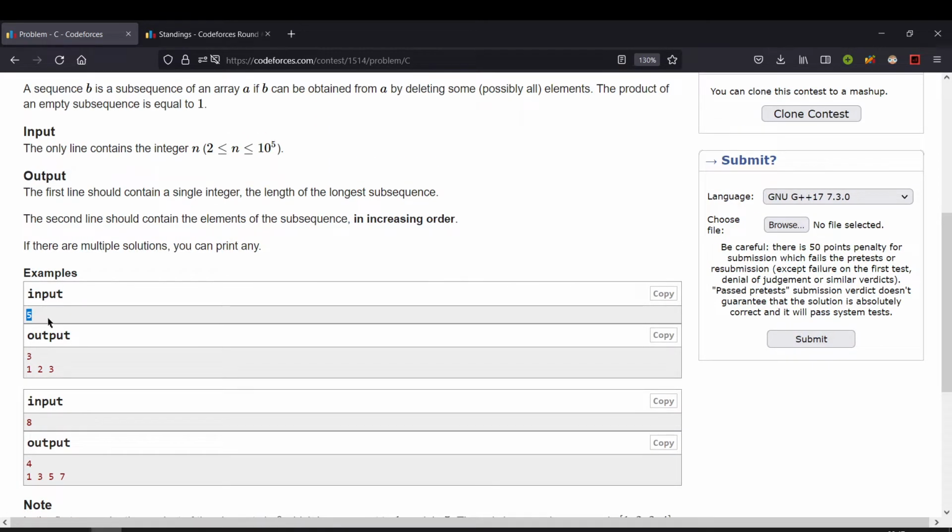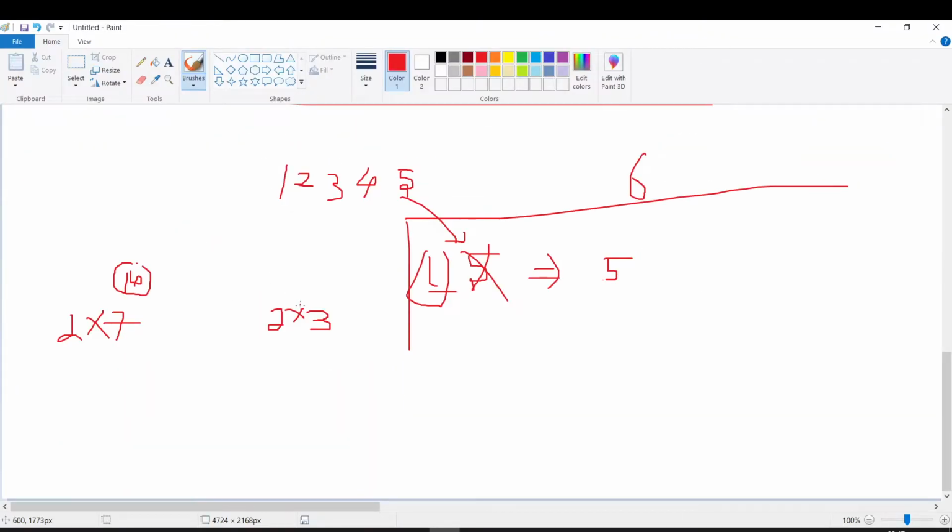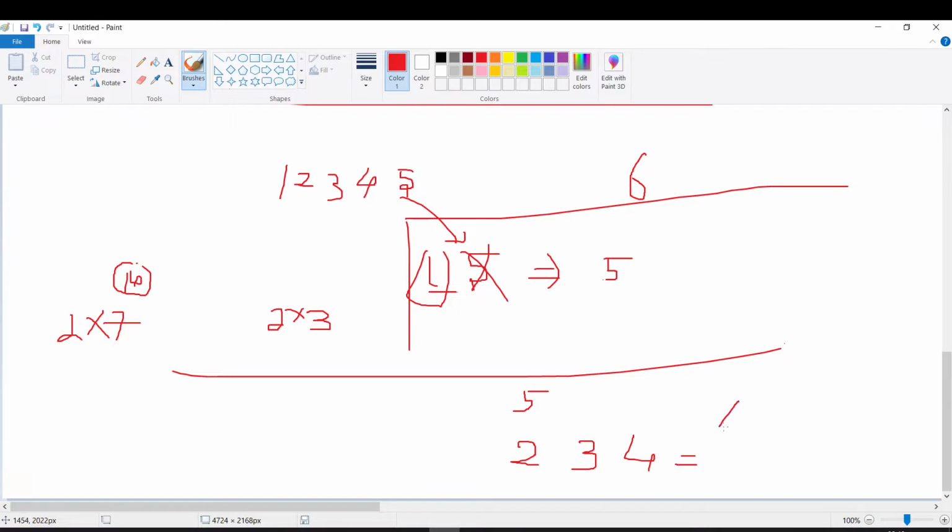Okay, what do they have? 5. Okay, they have given an example of 5. Let's try 5. If we take all the values, we can take every number because it's a prime number. So the product is 24, and 24 modulo 5 is 4. Now I'll be eliminating 4 because it is the one which causes the value of 4.